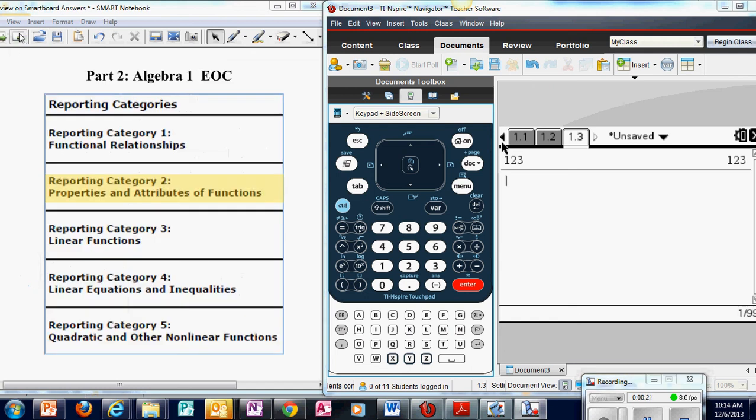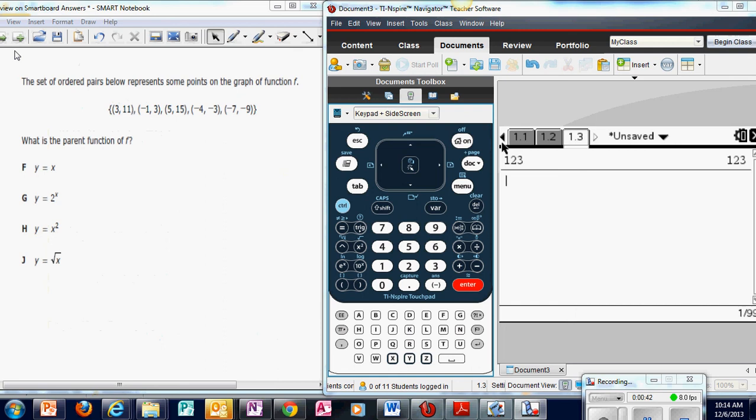So let's get started. Reporting category 2 has to do with properties and attributes of functions, which is historically a low scoring category. So we want to make sure that we know as much as we can to utilize the calculator. You still have to know the knowledge and set up problems, but once you do that, the calculator can do the rest for you.